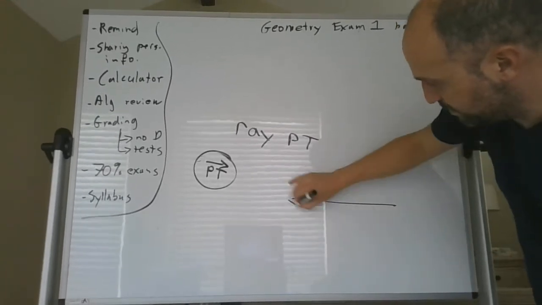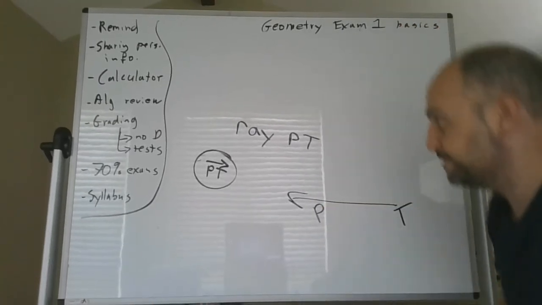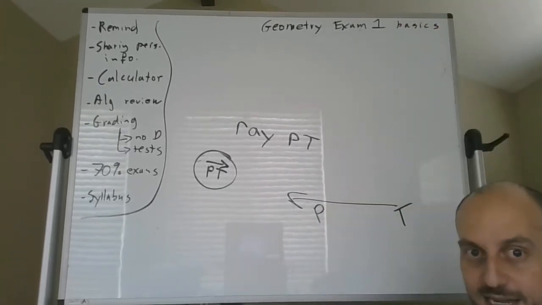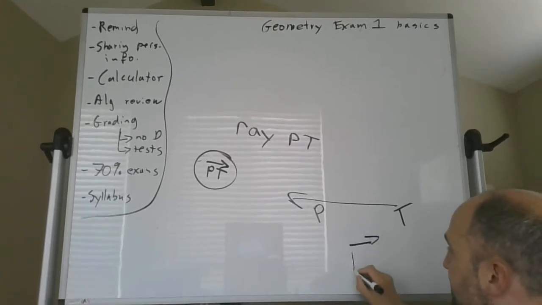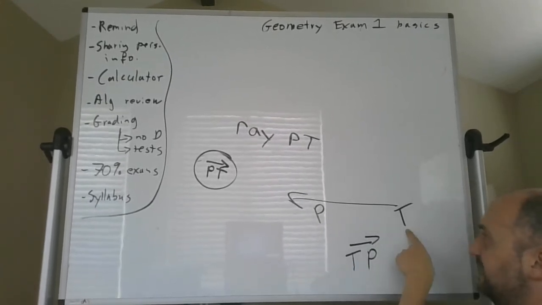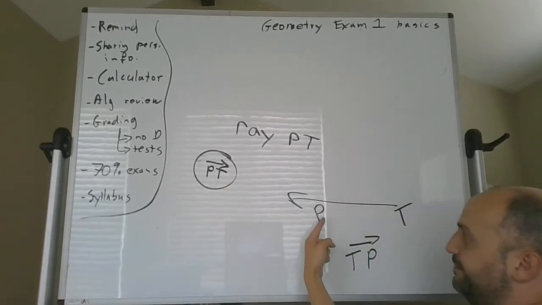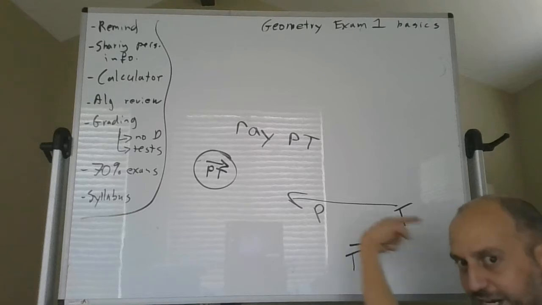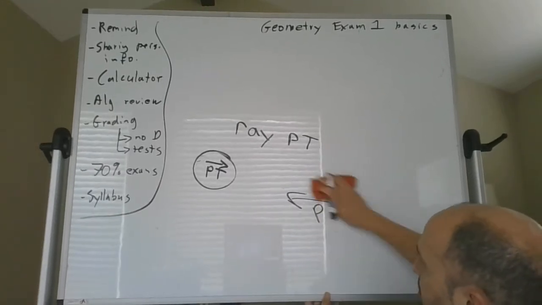This would be totally wrong. You can't go T to P. See, that would not match that, because what this is, is ray TP, because it goes from T to P going that way. Whereas this says it's supposed to go P to T. Well, I'm sorry, this ray does not go that direction. It does not go P to T. So it's based off the direction.